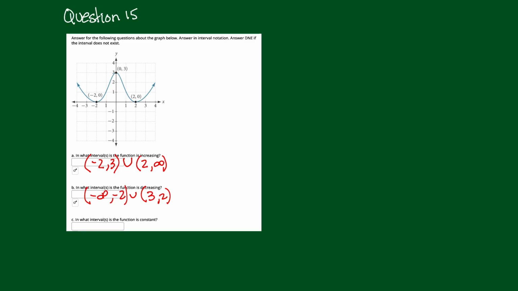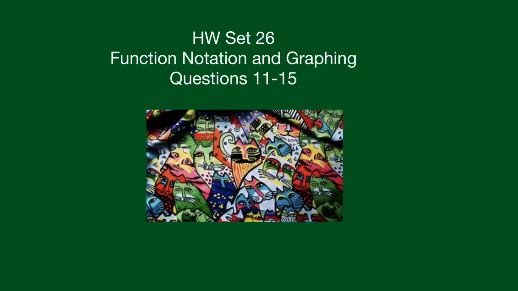And part C, in what intervals is the function constant? Now, for a constant, the graph would just be a straight horizontal line. I'm going to say nowhere. The instructions say we want to write does not exist. And that closes out homework set 26.